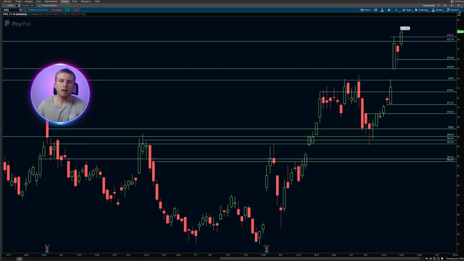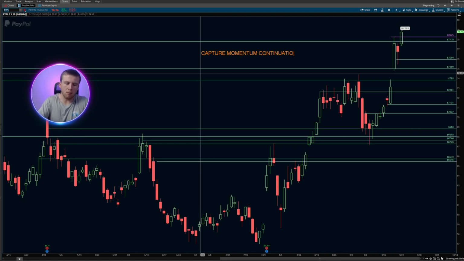Now, to essentially wrap this up, why this setup is so good is because you can capture the momentum continuation. And when you're capturing that momentum continuation in trend, you can find a small amount of risk for a large reward to the upside. And that's why this setup works so well.